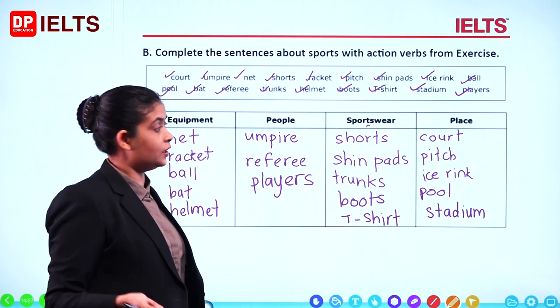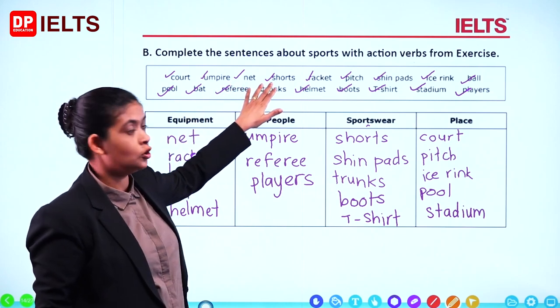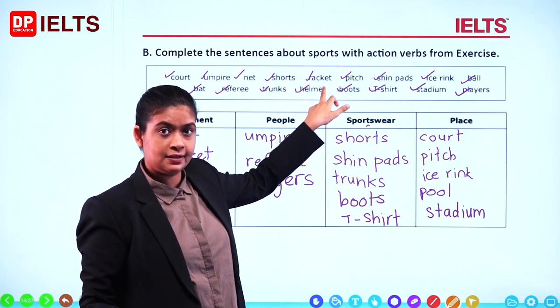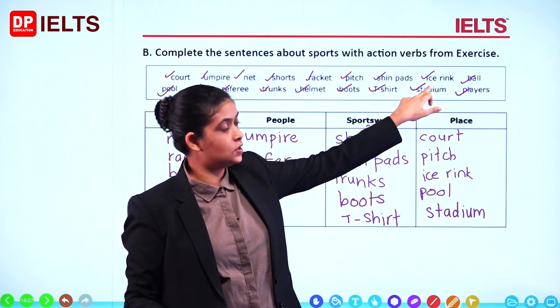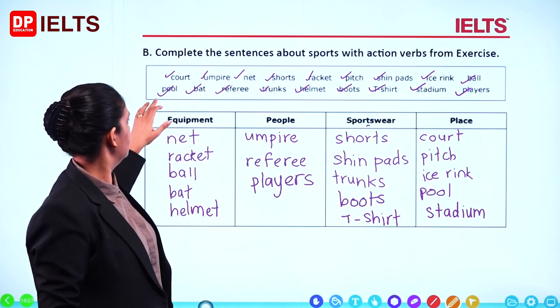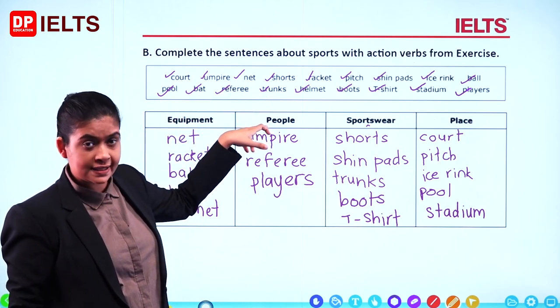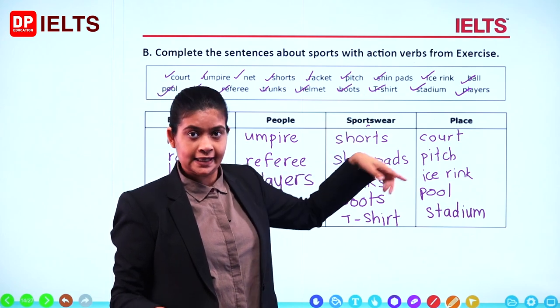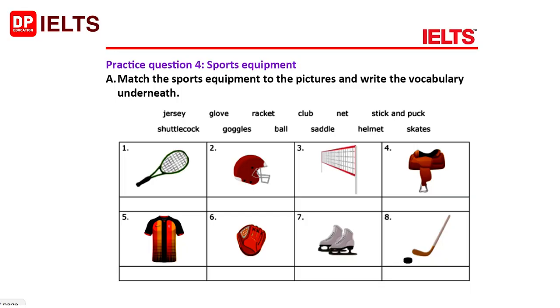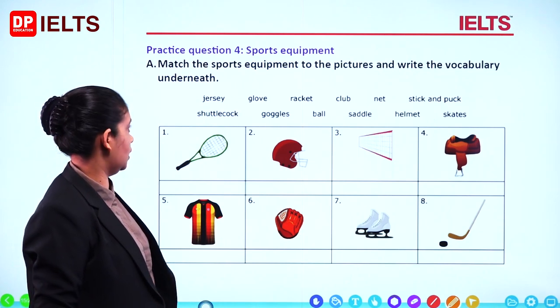Right? So let's have a look at the pronunciation. Court, umpire, net, shorts, racket, pitch, shin pads, ice rink, ball, pool, bat, referee, trunks, helmet, boots, t-shirt, stadium, players. Right? Okay, practice question 4. Sports equipment. Match the sports equipment to the pictures and write the vocabulary.